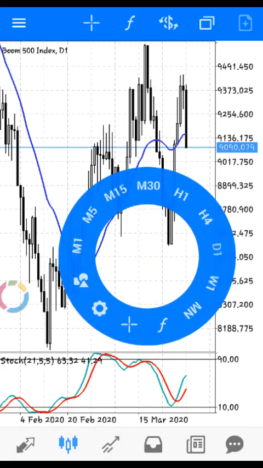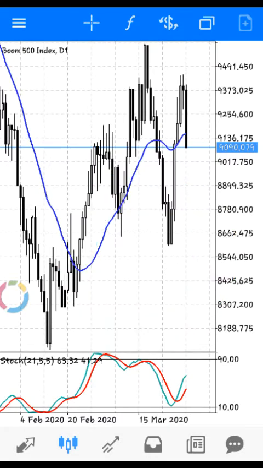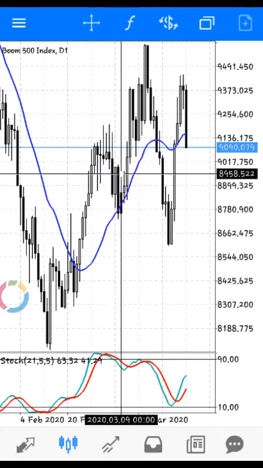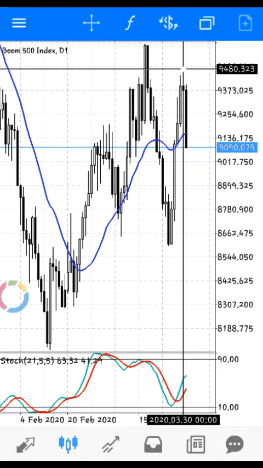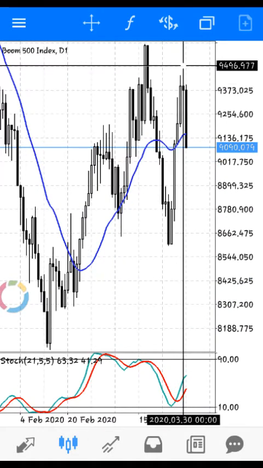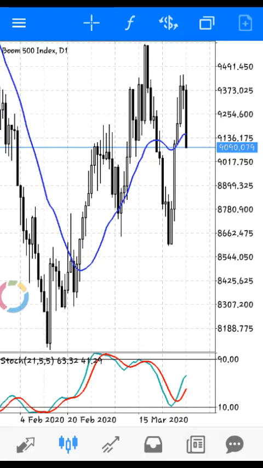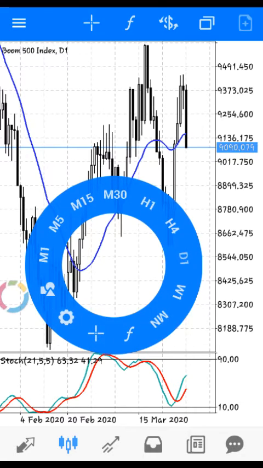Then from the daily we saw that, on an up move, it was showing some signs of weakness here, here, and here. And we saw 3 days of weakness. So we could expect a drop to some extent.